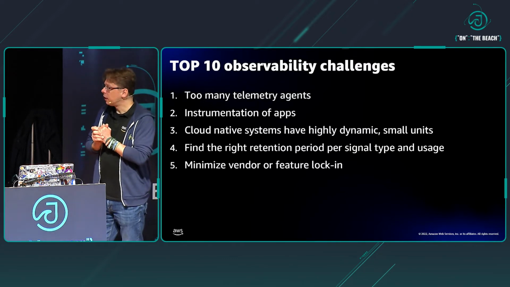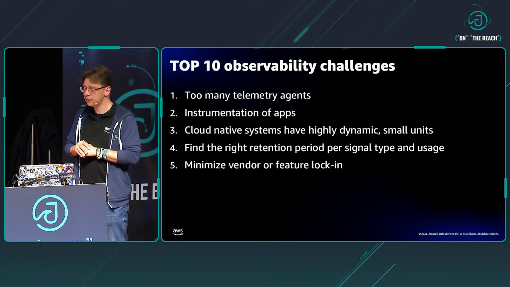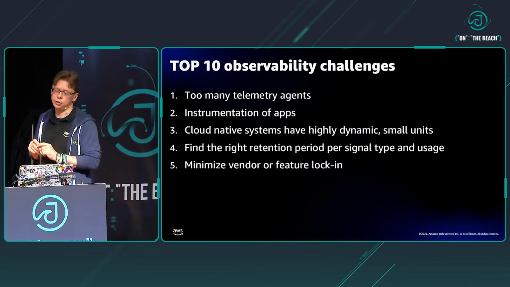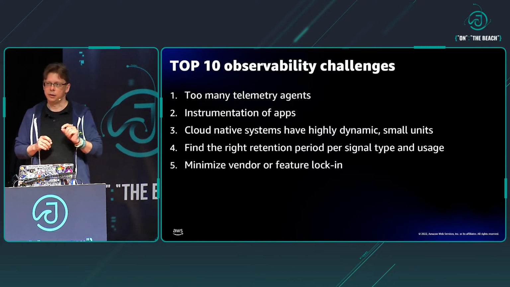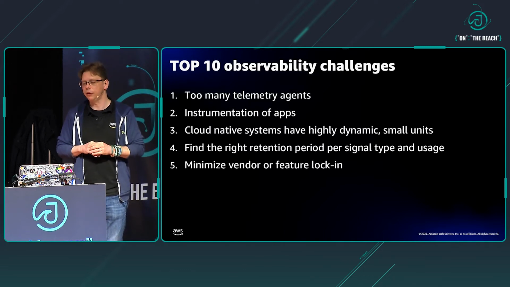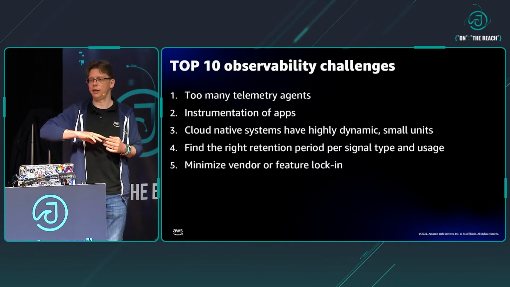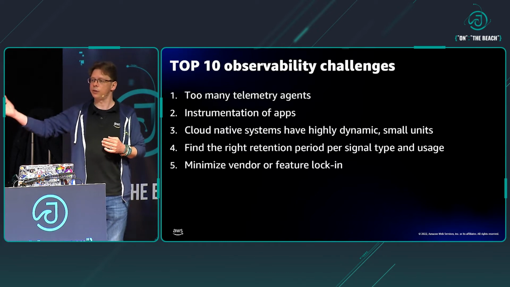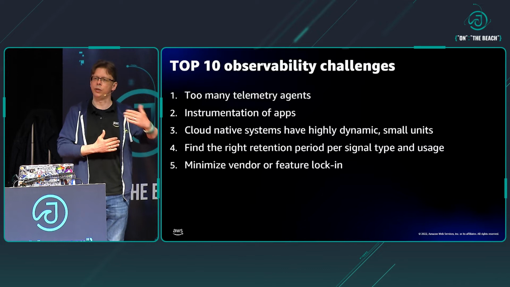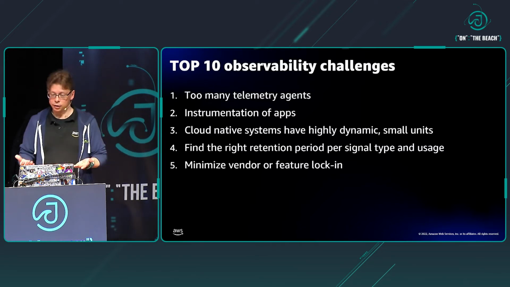I already mentioned that in the context of instrumentation and agents as well, and that is you want to minimize the vendor or feature lock-in, right? So if you think of instrumenting code with a particular library of a vendor, and then you want to switch the backend, you want to say, well, I don't want to send my data to this vendor anymore, I want to send it somewhere else. Do I now have to re-instrument my code? And the answer is hopefully no. We are not there yet, I would argue.